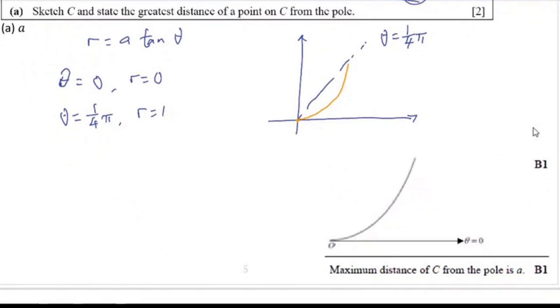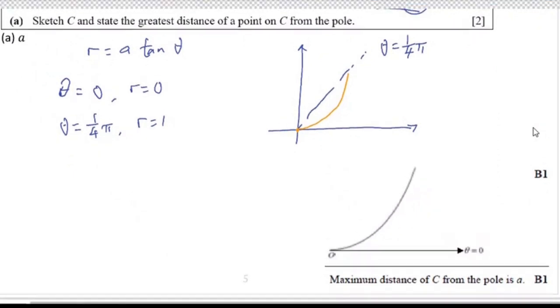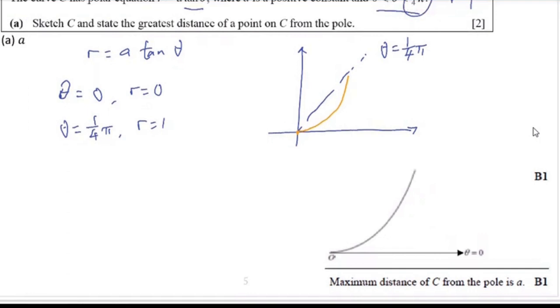So let's look at the marking scheme here. This is what the marking scheme is looking for. If you look at the question, there are 2 marks. 1 mark is for the sketching, and another mark is for the greatest distance. So the sketching here shouldn't be something very complicated. The criteria here is that as long as they see we have got this kind of curve, then they will give the marks already. So it's very straightforward for this question.